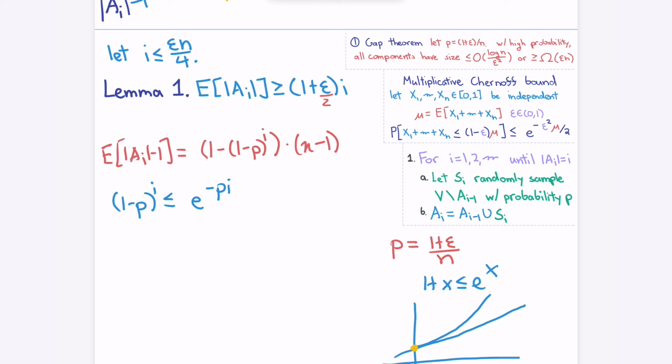Oh, is there maybe an easier way to do this? Yeah, okay, we can start plugging in the value of p. You get 1 plus epsilon times i over n, 1 minus this thing, to the n minus 1.